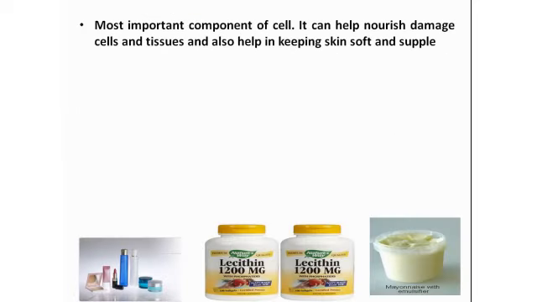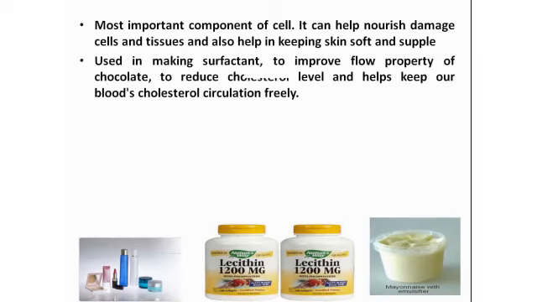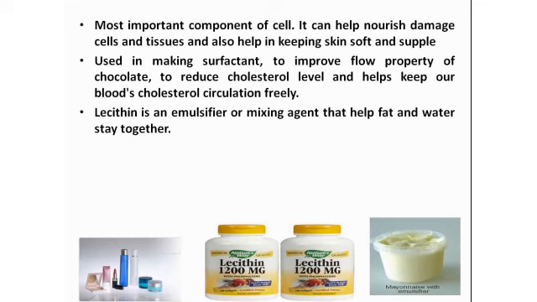Lecithin is the most important component of the cell. We know that in the phospholipid bilayer, lecithin is present, as they are phosphoglycerides. If you take lecithin, it can also help to nourish damaged cell tissue and help keep the skin soft and supple. It is used in making surfactant. Lecithin can be used to increase the flow property of chocolate, to reduce the cholesterol level in human beings, and it also helps in cholesterol circulation in the body.